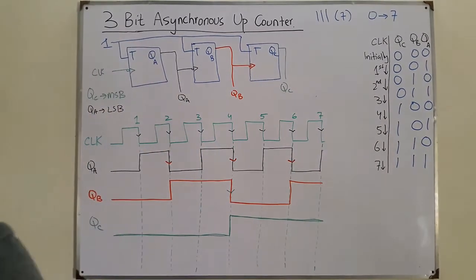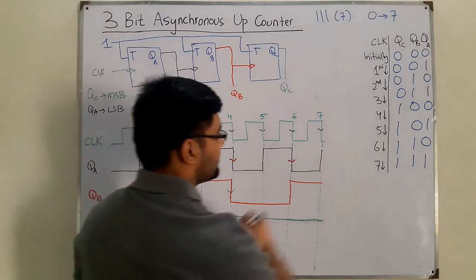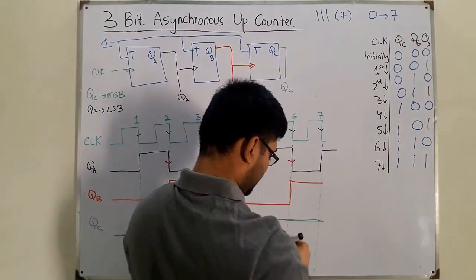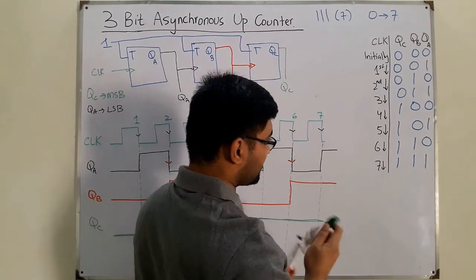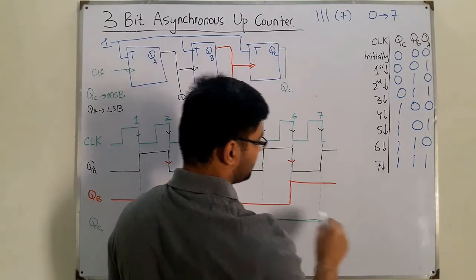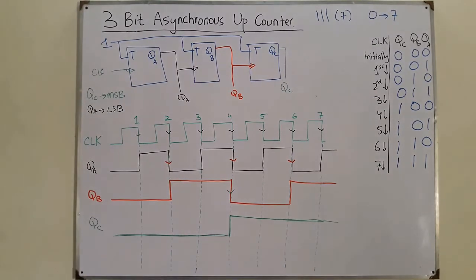Okay, so I shouldn't have removed it, but I'm sorry for that. So I draw it a little again. Fine now. So this is now the 3-bit asynchronous up counter.